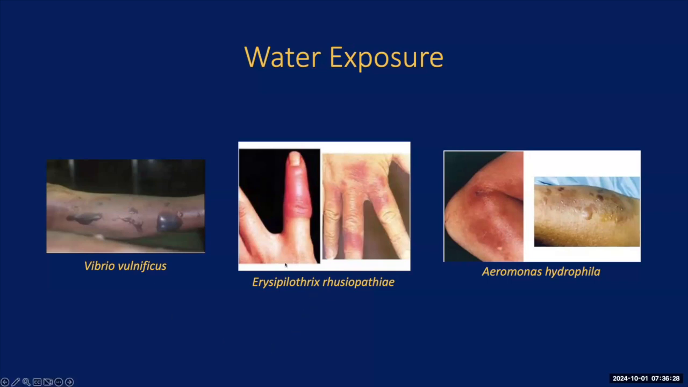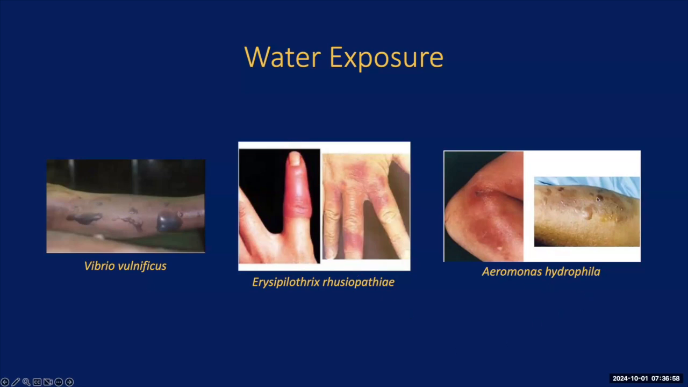Next, we have an image of Erysipelothrix rhusiopathiae infection. And usually you'll see them on the extremities, typically the fingers. So usually it happens because these people, they may be working with animals, fish, etc. Typically it may be seen in people who catch fish or scale fish, and they may get a cut on their finger, and that eventually leads to the infection that is seen over here.